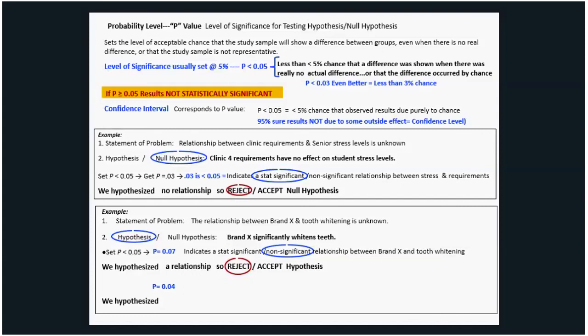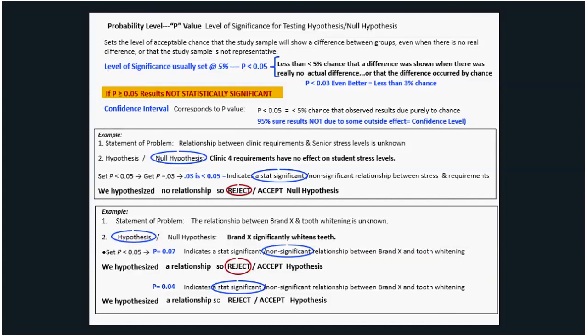Now, what if we had set our p-value at 0.04? If we set it at 0.04, does that indicate a statistically significant relationship or a non-statistically significant relationship? It's less than 0.05, right? So that's going to indicate a statistically significant relationship. And so in this particular situation, we hypothesized that there was a relationship. So are we going to accept or reject our hypothesis?